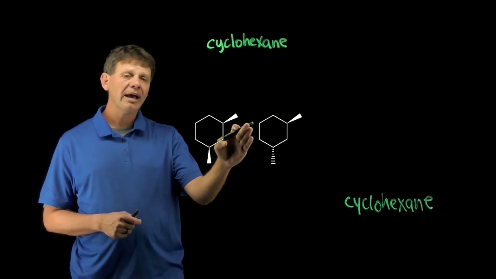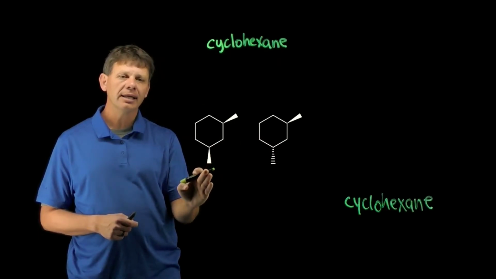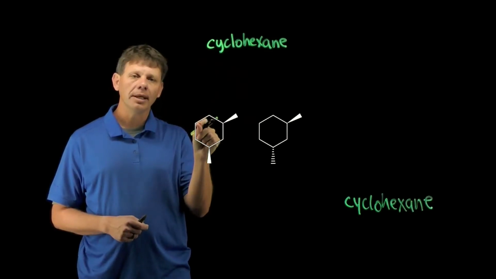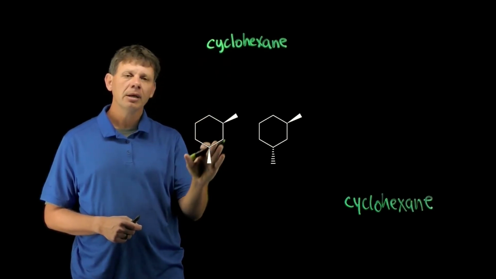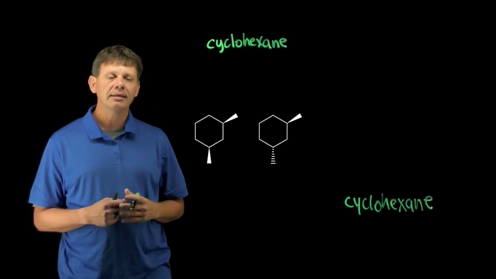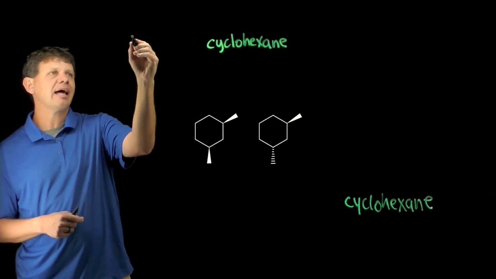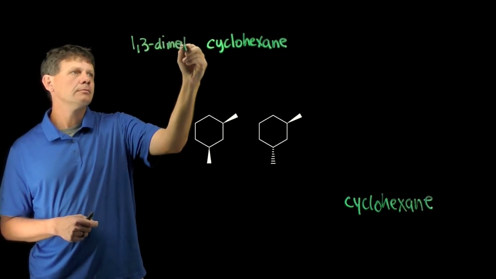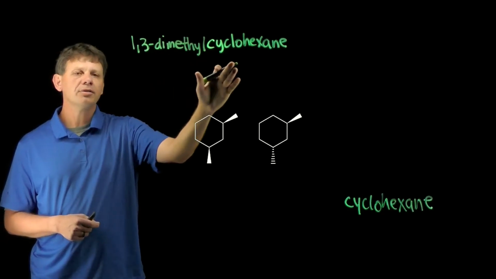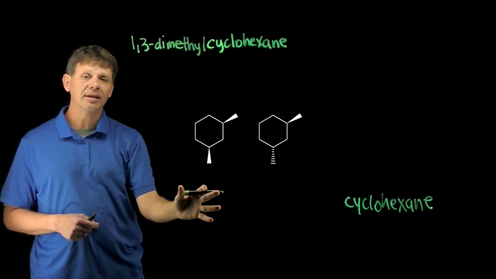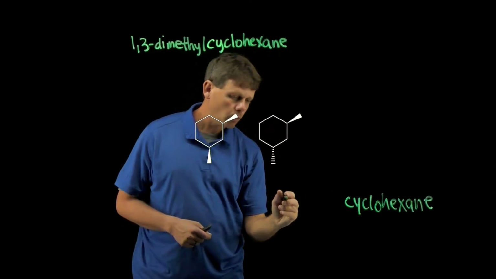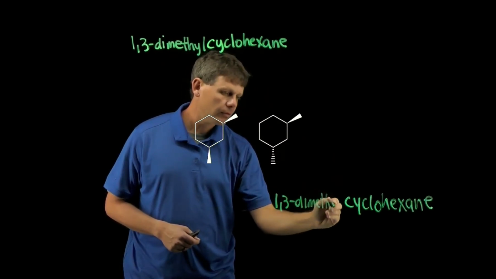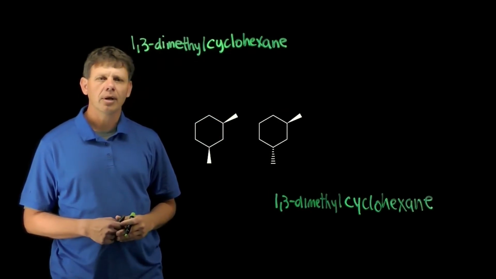In each case, we have two methyl groups on the ring, and if we're counting, the rules tell us that we give one of them the number 1, and then we would count 2 and then 3, so they would both be 1,3-dimethyl cyclohexanes. Let's add that. Hopefully I can squeeze it in. 1,3-dimethyl cyclohexane for the molecule on the left, and 1,3-dimethyl cyclohexane for the molecule on the right.